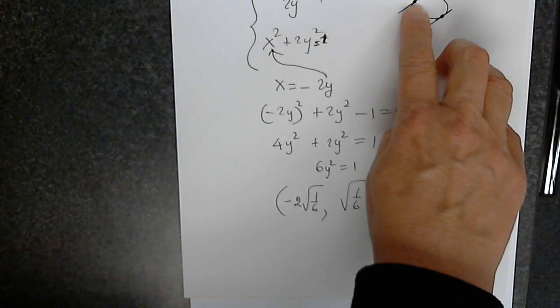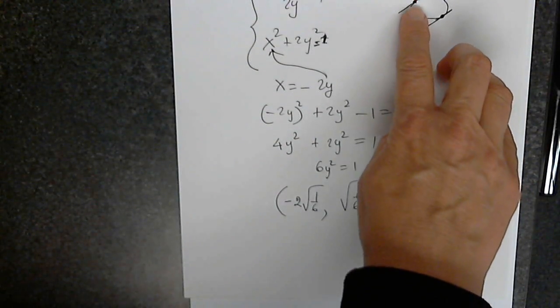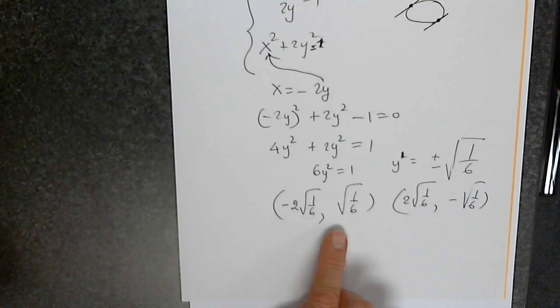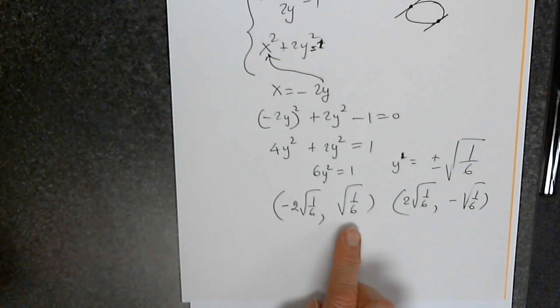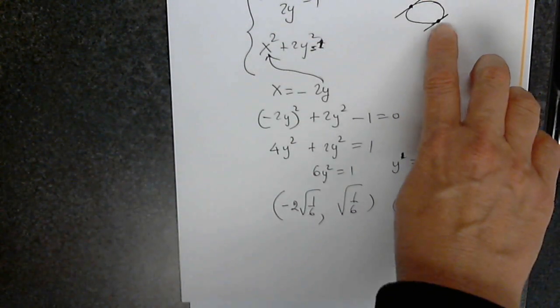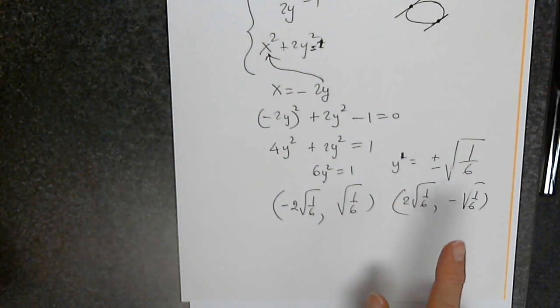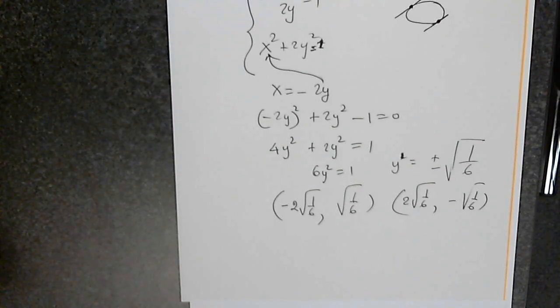So one point on the ellipse that has a tangent with a slope of 1 is negative 2 the square root of 1/6, comma the square root of 1/6. The other point on the ellipse where the tangent is 1 is of course 2 the square root of 1/6, comma negative the square root of 1/6. Right?